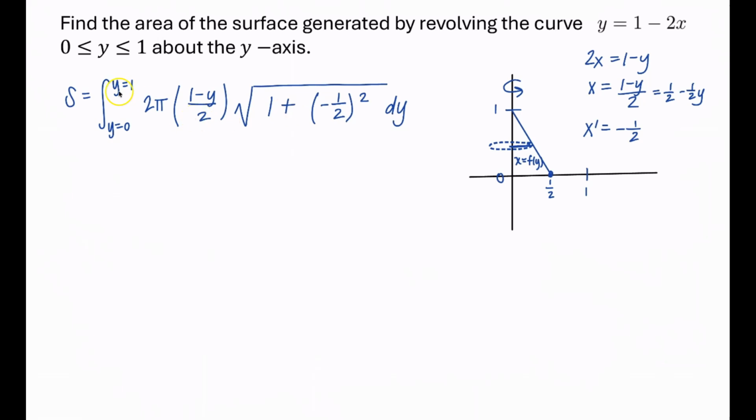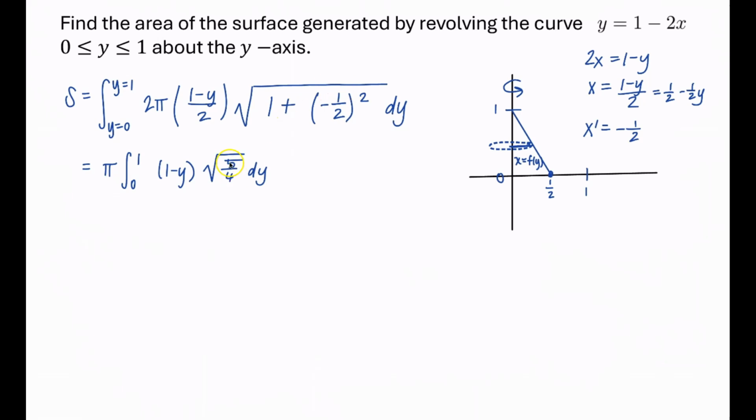So here, some nice things happen. The 2 over 2 cancels. Let's go ahead and pull a pi out to the front. So I have pi, the integral from 0 to 1 of 1 minus y. And then inside here, this is just a number. So this is 1/4 plus 1, so 5/4. So this is the square root of 5/4 dy.